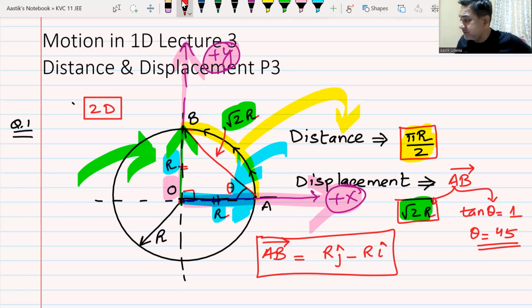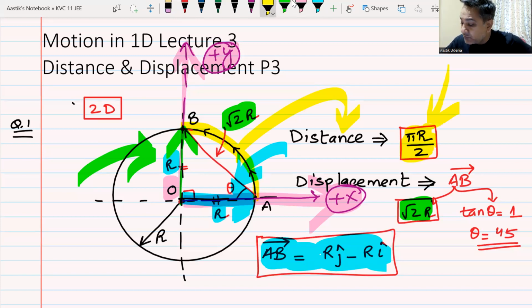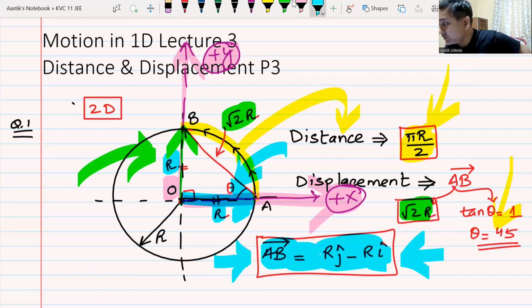Do we understand this? It's not important that you write it like this, because most probably the answer will not be in the form of vectors. Most likely the answer will be in the form of magnitude and direction. But in JEE Advanced, you can expect the answer to be in the form of a vector. That only might come in JEE Advanced. It may not come normally. Have you got the answer for this?